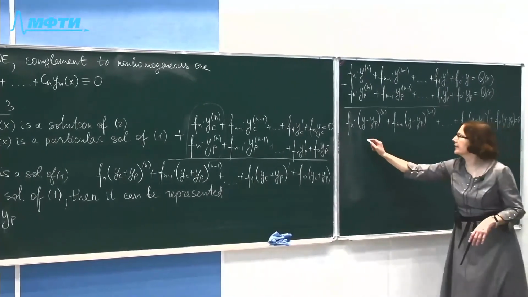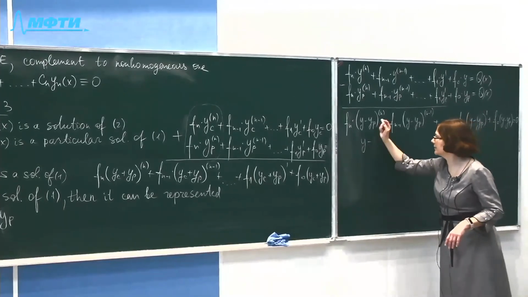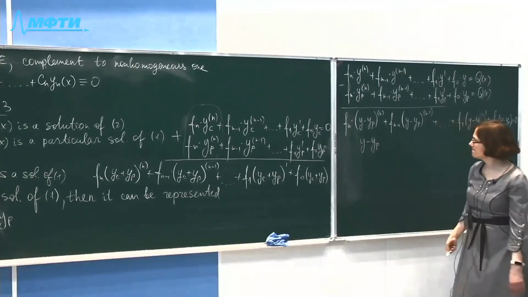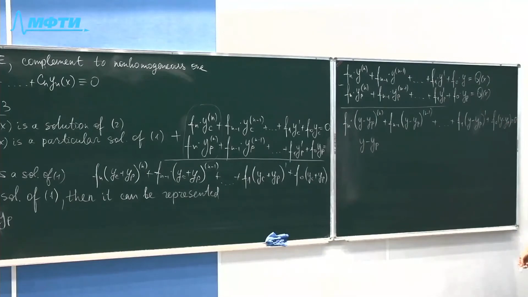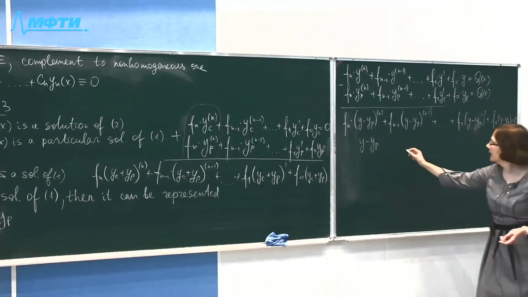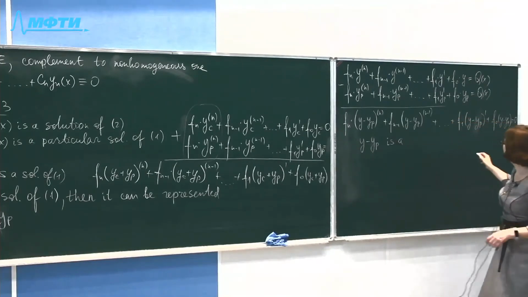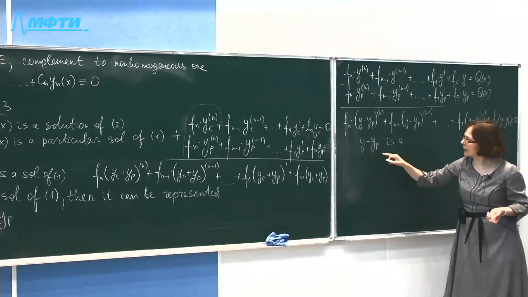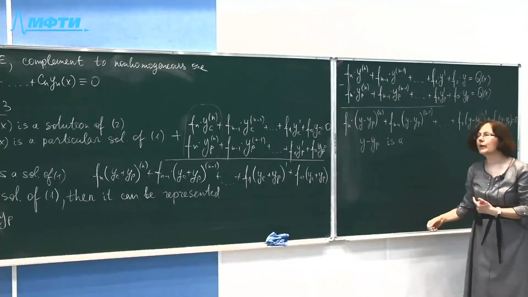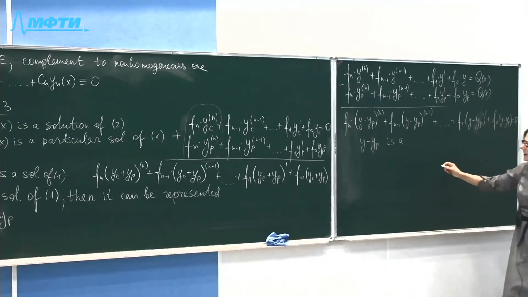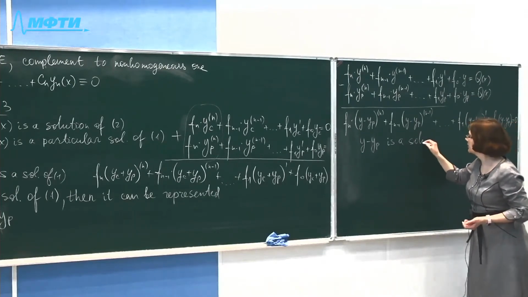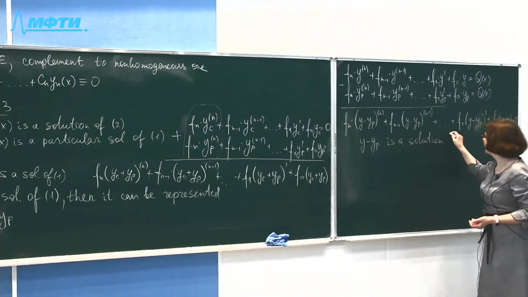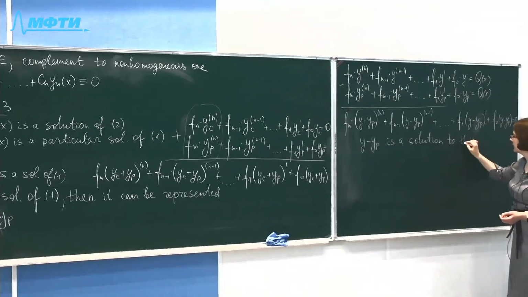We can see that the function y minus yp is a solution to the corresponding homogeneous equation, because we get 0, right? Because on substituting y minus yp in the homogeneous equation, we will get 0. Is a solution to the equation 2.